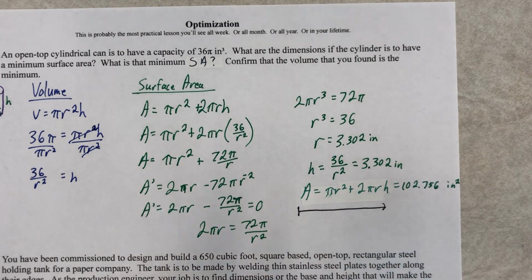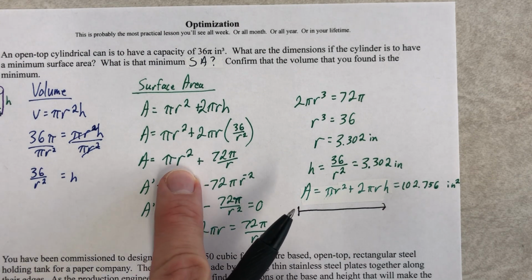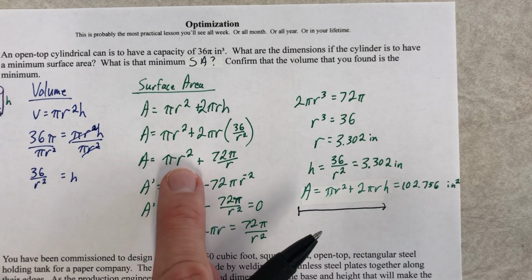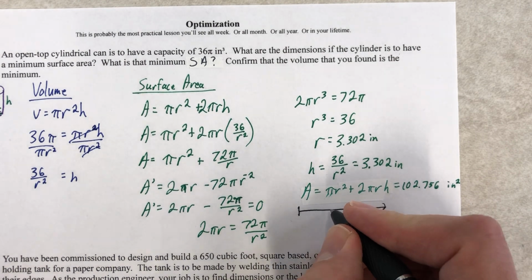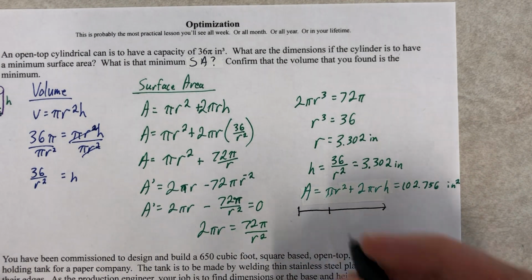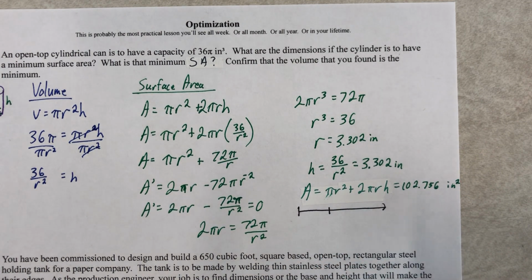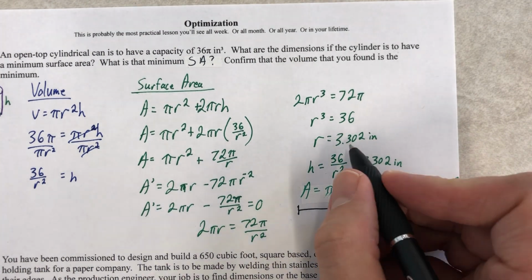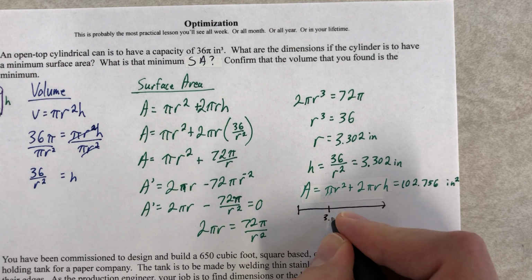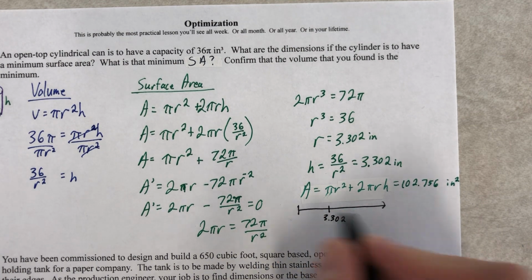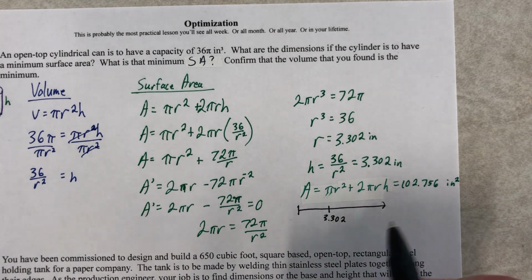Our critical value for, I would say x, but in this case it's r. And let's put this in context. The area is a function of the radius, and the radius that has a critical value is 3.302. And notice I don't have an arrow going in both directions, just on the right side.